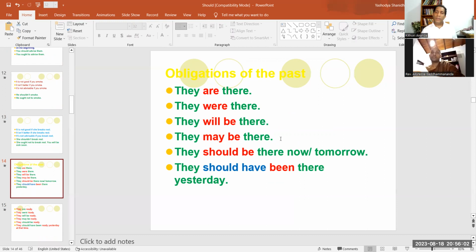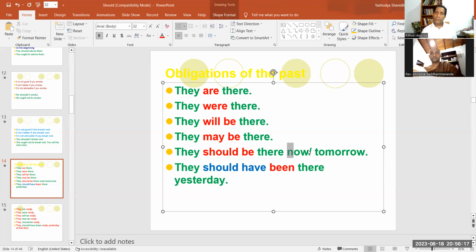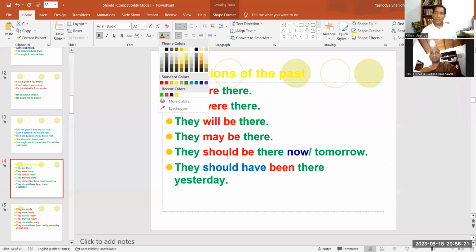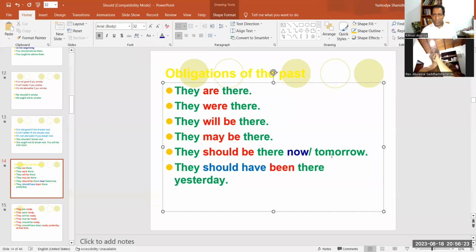They may be there, sometimes, or when we are in doubt, we give an idea that they may be there, they might be there. They should be there now. It would be good if they are there now. Present. They should be there tomorrow, future. It would be good if they are there tomorrow. So you can understand that should can be used for both present and future.